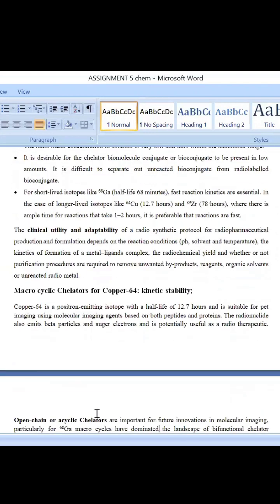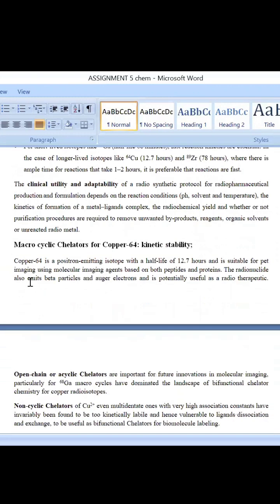Macrocyclic chelators for copper-64: kinetic stability. Copper-64 is a positron emitting isotope with a half-life of 12.7 hours and is suitable for PET imaging using molecular imaging agents based on both peptides and proteins. The radionuclide also emits beta particles and Auger electrons, and is potentially useful as a radiotherapeutic.